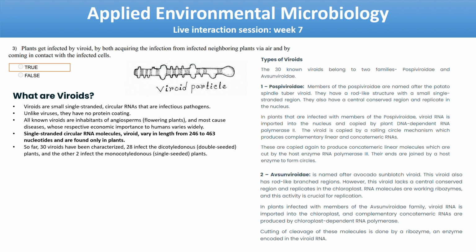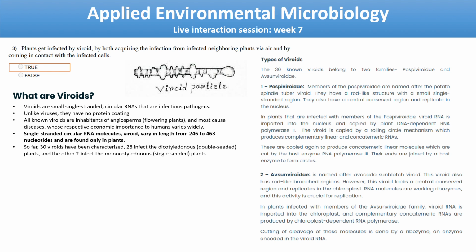Now the next family is Avsunviroidae. This was named after the avocado sunblotch viroid. This viroid also has a rod-like branched region. However, they lack a central conserved region, which was present in the case of Pospiviridae, and they replicate in the chloroplast of the host. Now these RNA molecules are ribozymes, and they have enzymatic activity which is crucially required for RNA replication.